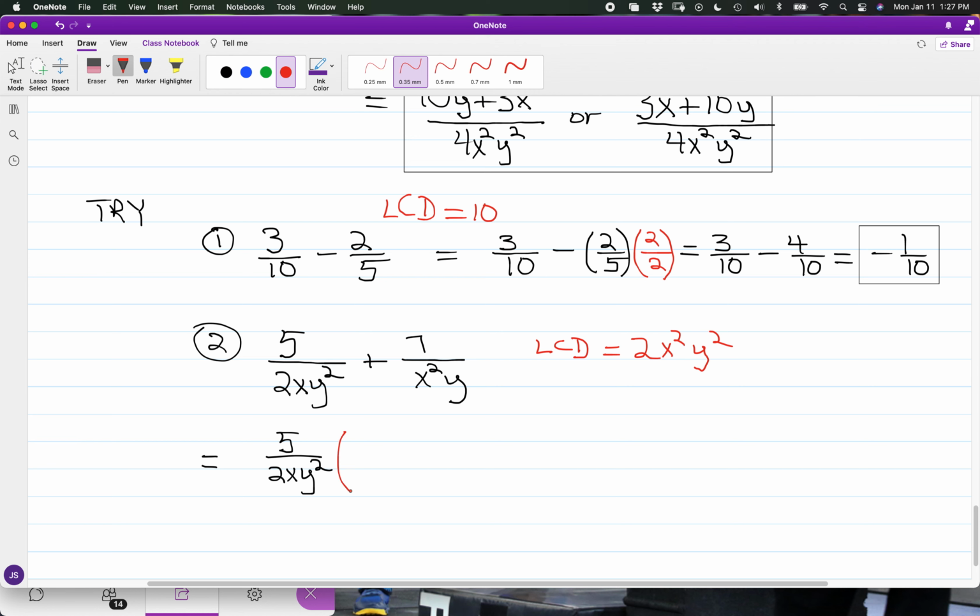And we have adjusting the first ratio. Okay, so we already have 2. Now we got x as opposed to x squared, and x into x squared goes x times. And we already have y squared.